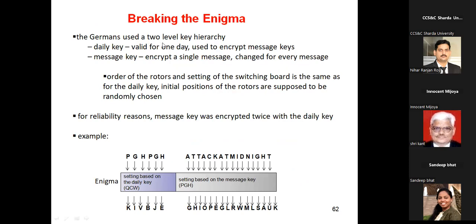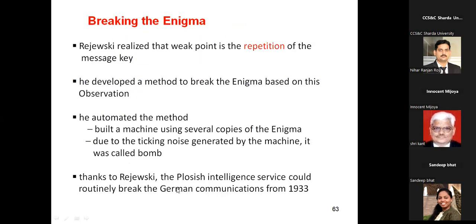The Germans used a two-level key hierarchy: the daily key, valid for 1 day, used to encrypt the message key, and the message key, which encrypts a single message and is changed for every message. This is the two levels of key they were using. The order of the rotors and setting of the switching board is the same as the daily key. The initial position of the rotors is supposed to be randomly chosen. For reliability, the message key was encrypted twice with the daily key, and this was the structure that would come out of the machine. From here, they wanted to understand the whole philosophy of this.